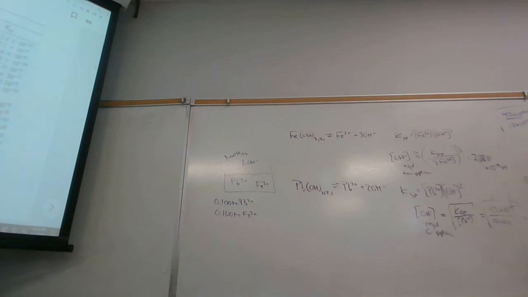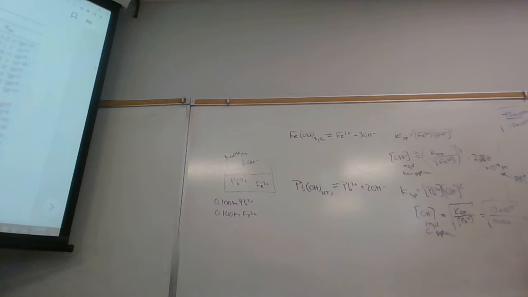So 1.2 times 10 to the negative 15 divided by 0.1, then take the square root of that answer. This comes out to 1.0954 times 10 to the negative 7 molar. So which one precipitates first? Because it requires a much lower concentration, the iron 3 hydroxide precipitates first. And where do we stop? We keep adding until the concentration hits this point, and then we stop.